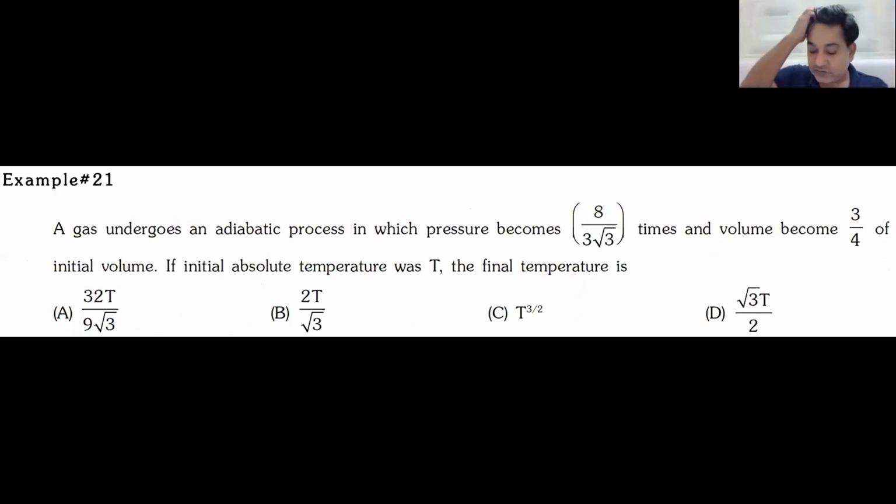This one, a gas undergoes an adiabatic process in which the pressure becomes 8 by 3 root 3 times and the volume becomes 3/4 of the initial volume. If the initial absolute temperature was T, what is the final temperature? It's a straightforward question. You should always be ready for these straightforward questions because anytime this question can come, you should be ready to give the answer in a flash. In a flash means quickly.